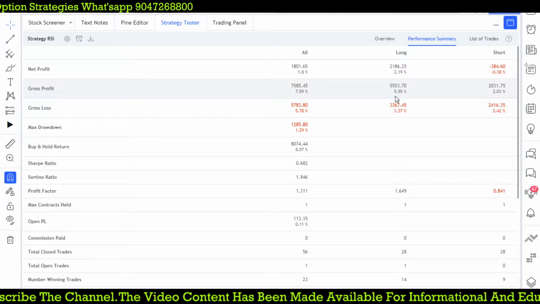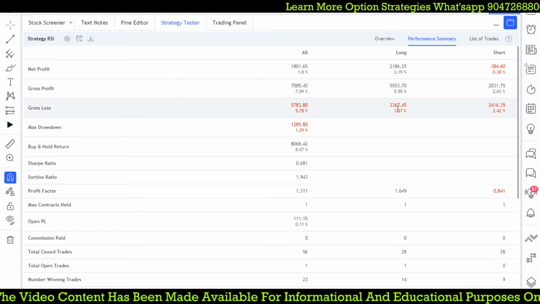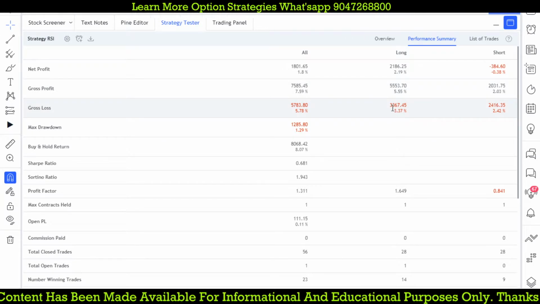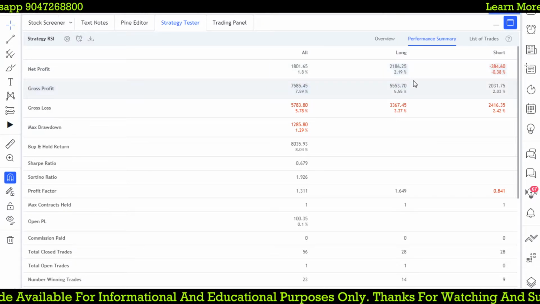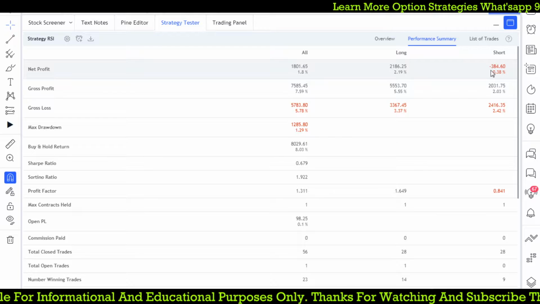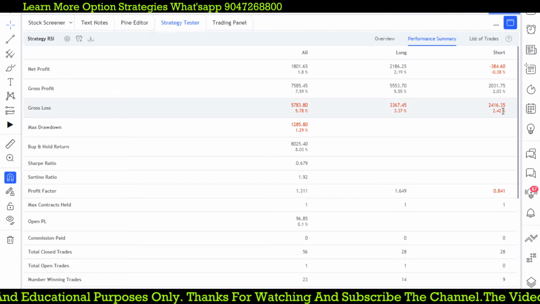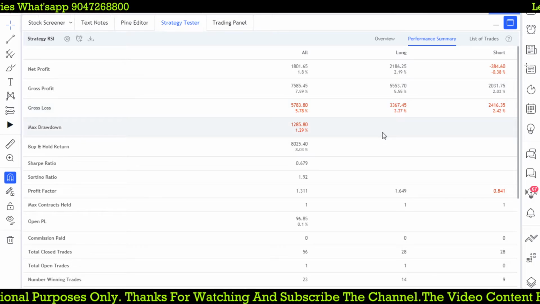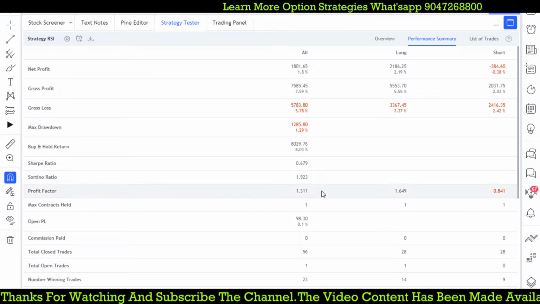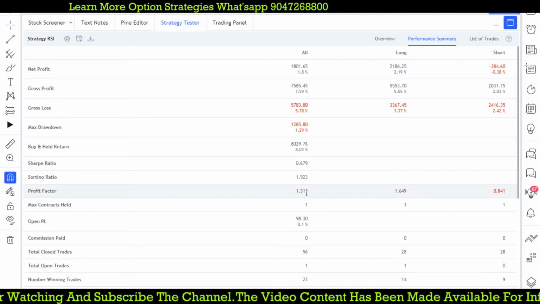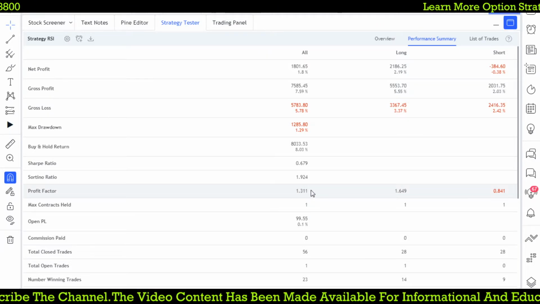Now you check the profit generated on long trades is 5000 and the loss generated on long trades is 3600. We got maximum profit of 2186 points in long trades alone, but the short side gives an overall loss: 2000 points profit and 2000 points loss. Finally, the profit factor is around 1.31. If you are able to increase the profit factor, it will be a more profitable strategy, right?